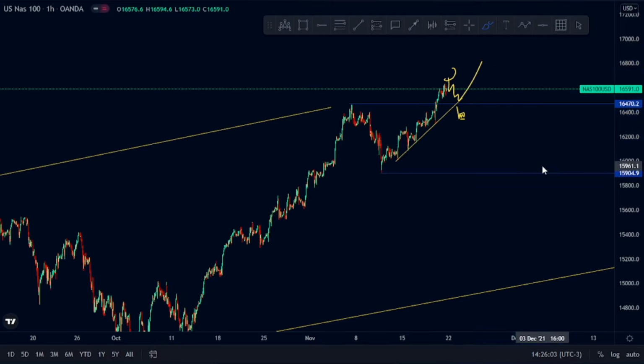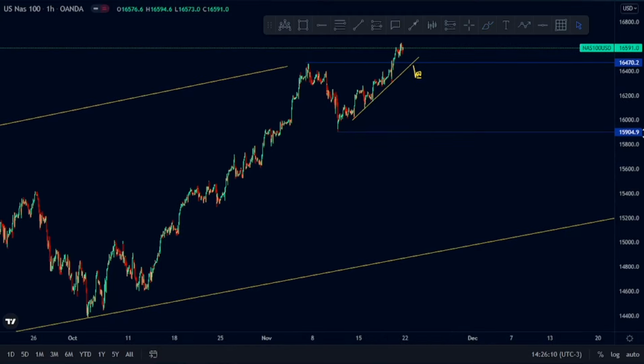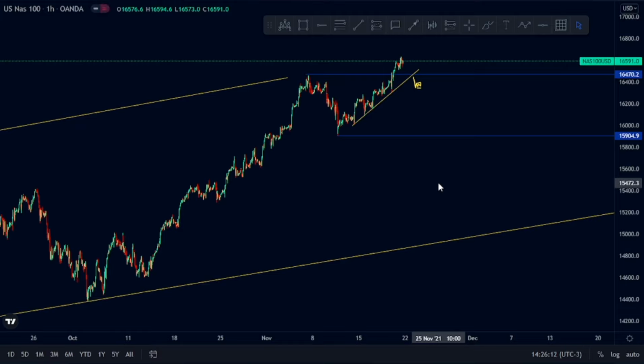So rather than taking it at the top, wait for price to commit itself and wait for the market to come to you before you can take it. So that's it for NAS100 USD. The reason why I'm saying this is going to be my first take profit.